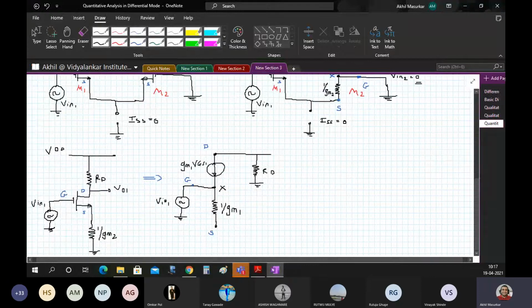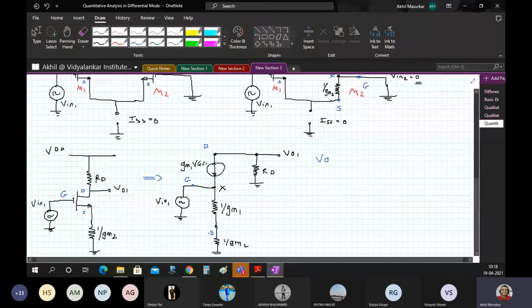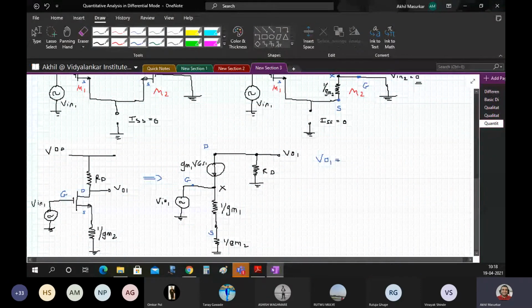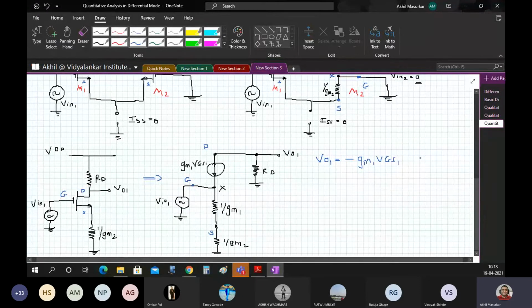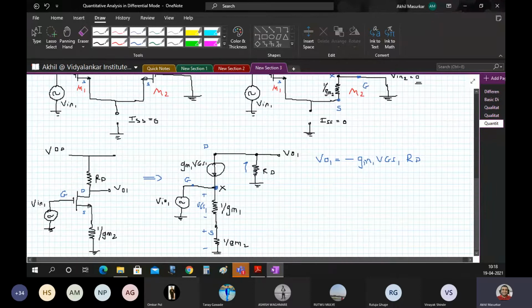Now common sense should tell you that Vo1 is going to be minus GM1 VGS1 into RD, because the current will flow like this. That is why the minus sign, from ground to the output. And here Vin1 is basically the voltage drop across these two. So here this is VGS1. So what will be the voltage drop between point X and ground? Vin1 is going to be the current, that is GM1 VGS1, into the resistance 1 by GM1 plus 1 by GM2.